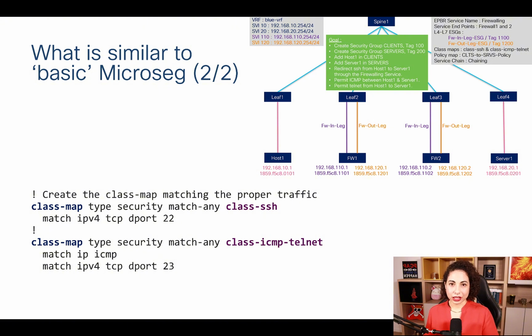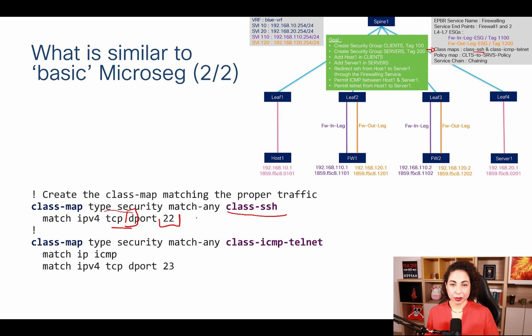Here is also something that we did in the first two videos. It was how do we match the specific traffic on which we want to have any kind of action? How do we define this traffic? It is through defining specific type of class maps, which are of the type security. So the first class map we will define is the class SSH. Again, I'm just reminding the names there. Class SSH. It is matching on IPv4 TCP destination port 22.